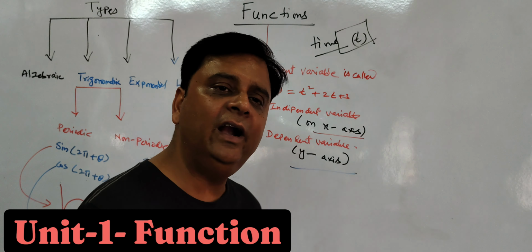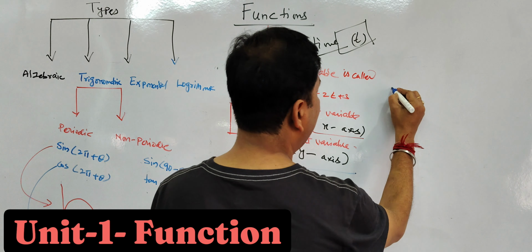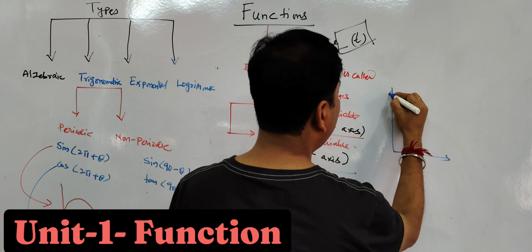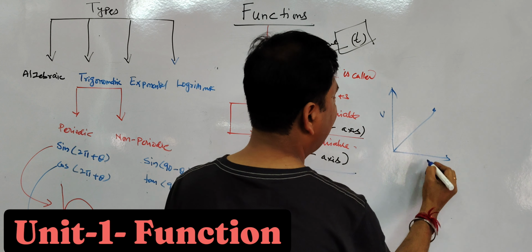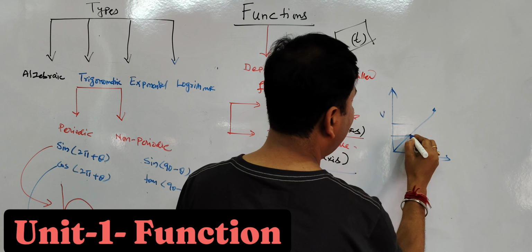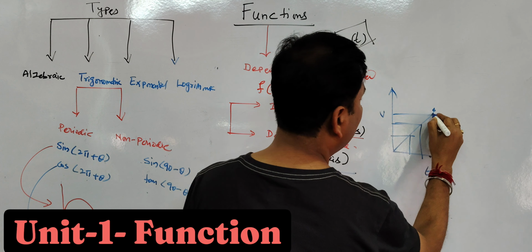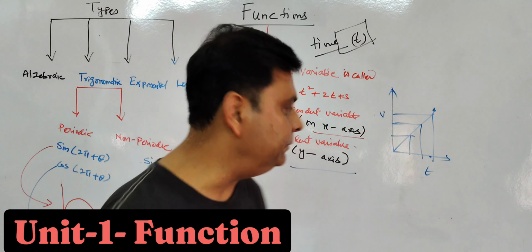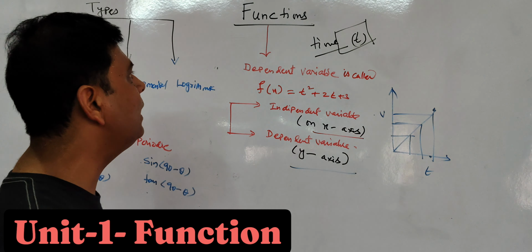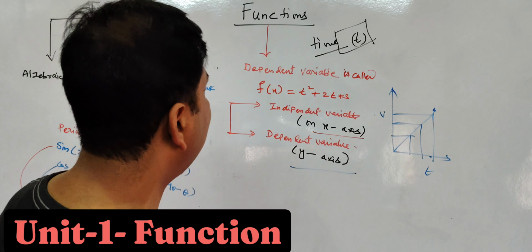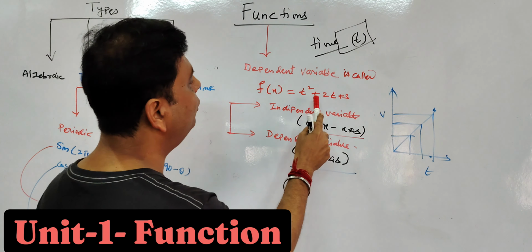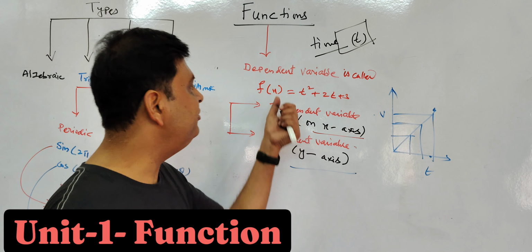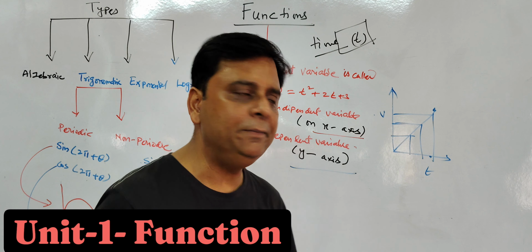For example, you have learned in lower class, if I draw a velocity time graph. So this is a velocity time graph. Here velocity is changing with respect to time. So that is why velocity is a function of time. This is just a basic idea of what function is. I have written here one equation. f(x) means function of x equal to t square plus 2t plus 3, means x is a function of time.